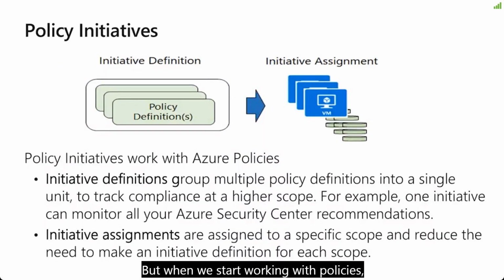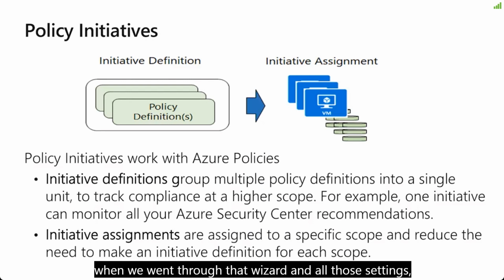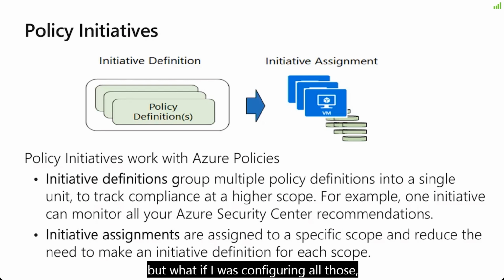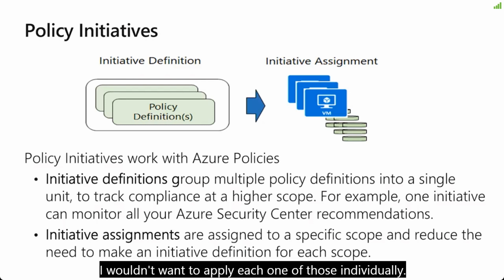You can't do those things. But when we start working with policies, when you start thinking about just virtual machine creation, and we talked about this in Module 2, and then we went through that wizard and all those settings. Well, what if I was configuring all those, 30, 40 settings that I can do? I wouldn't want to apply each one of those individually. What you'll do is create a thing called an initiative. And all an initiative is, is a collection of policies.